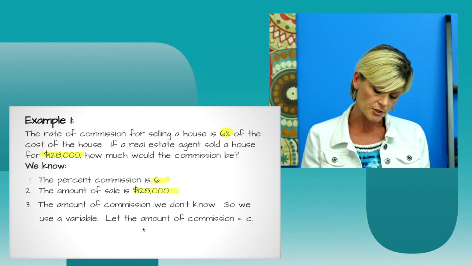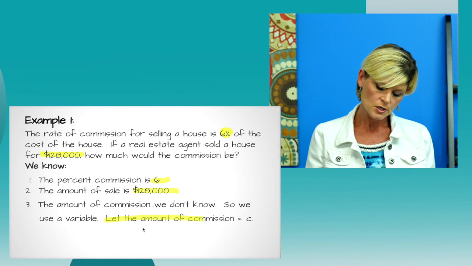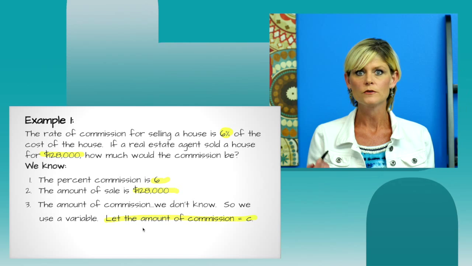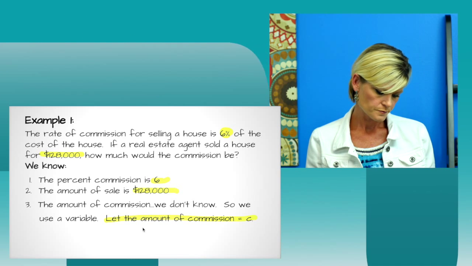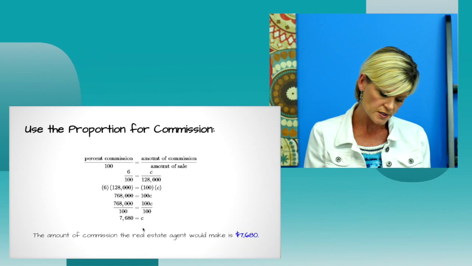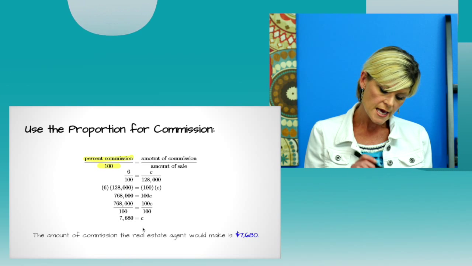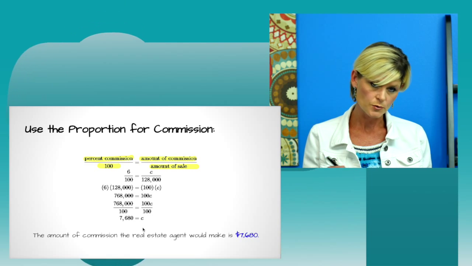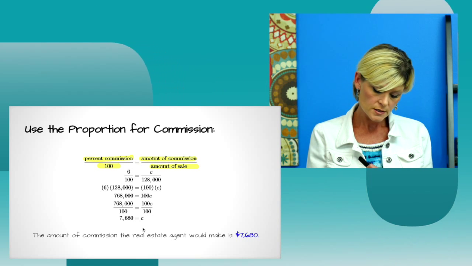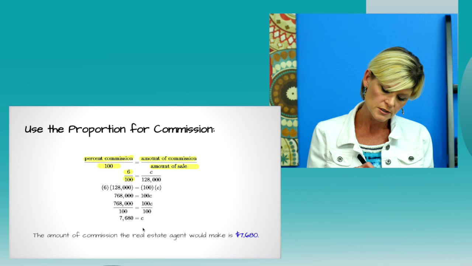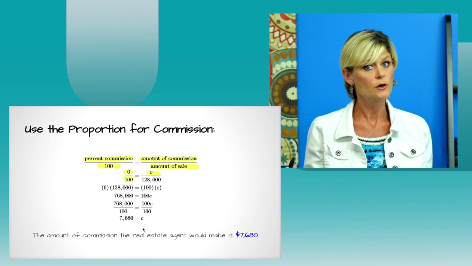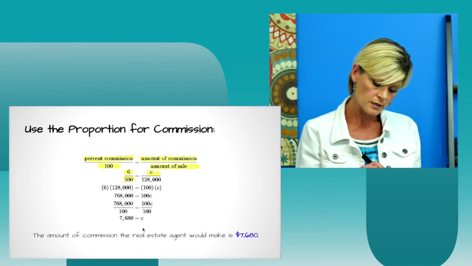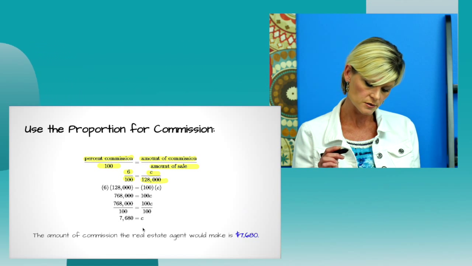But let's do this first. We don't know what the commission is, so we want to state the variable. We're going to let the amount of the commission equal C. So here's our proportion. We've got the percent commission over 100, and that is equal to the amount of the commission over the amount of the sale. We're just going to plug in the stuff that we do know. 6%, so we do 6 over 100. C, the amount of the commission, we don't know that yet, how much that person's going to take home in their pocket for selling that house. And the cost of the house is $128,000.